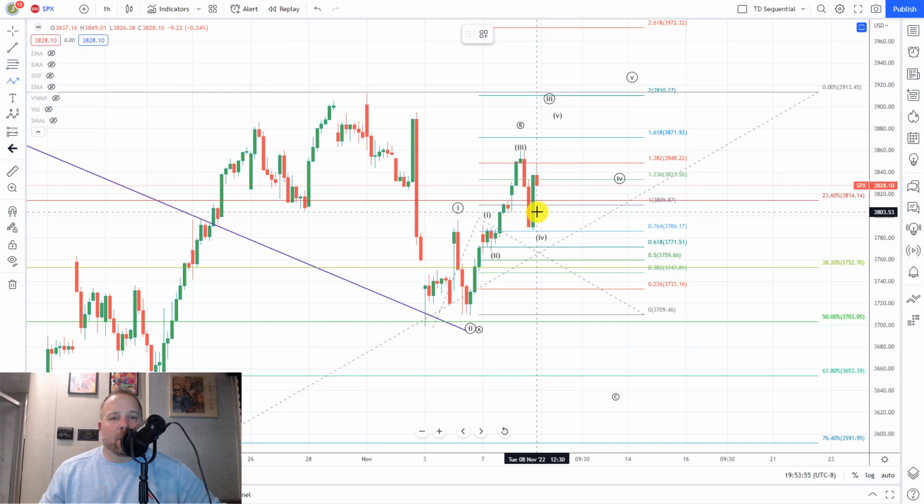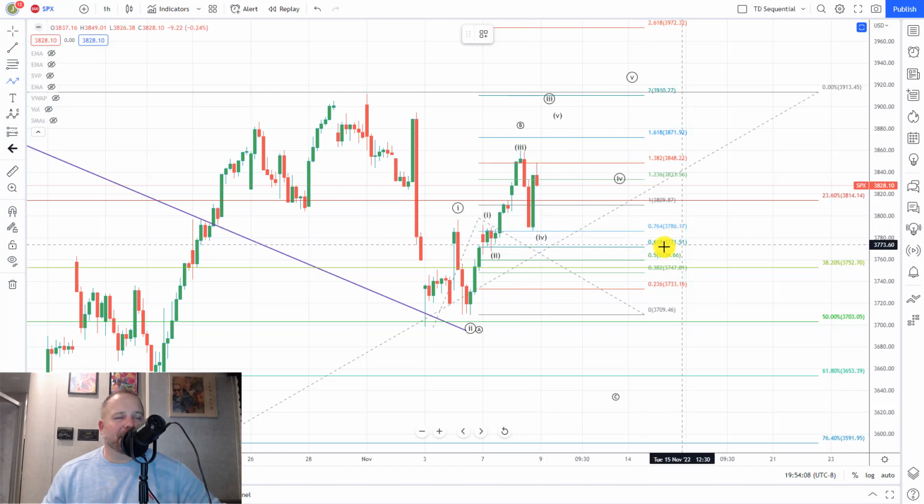Okay guys, so here we are on the 1-hour SPX chart, and remember this is the SPX, not the futures. Typically I have the futures chart up, but today and yesterday I've been tracking the SPX because it has a much cleaner structure. So we pushed up to our 3 of 3 area, pulled back perfectly into the pivot here, the 764 to 618, and then started to push again higher.